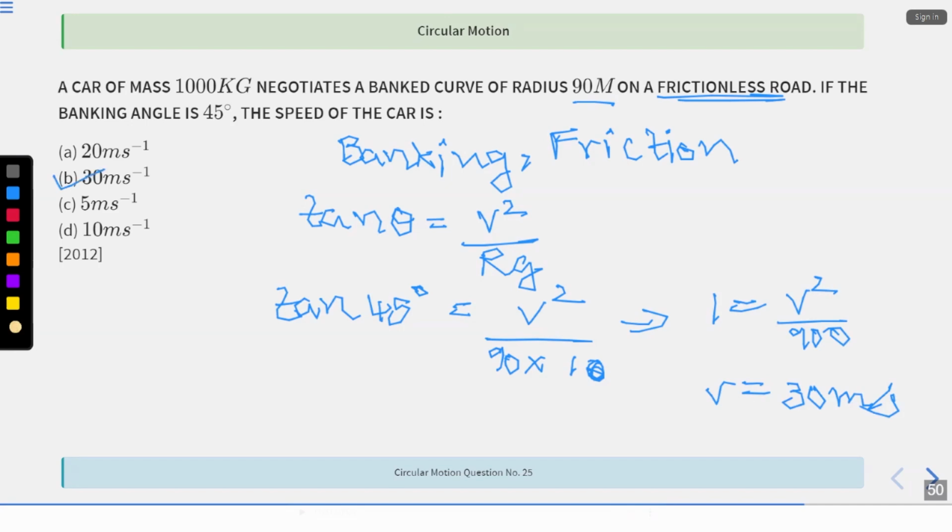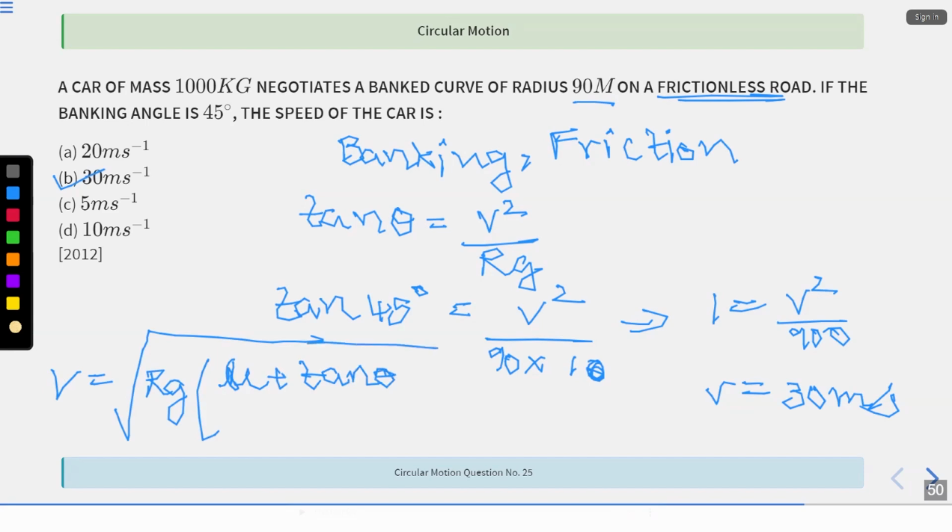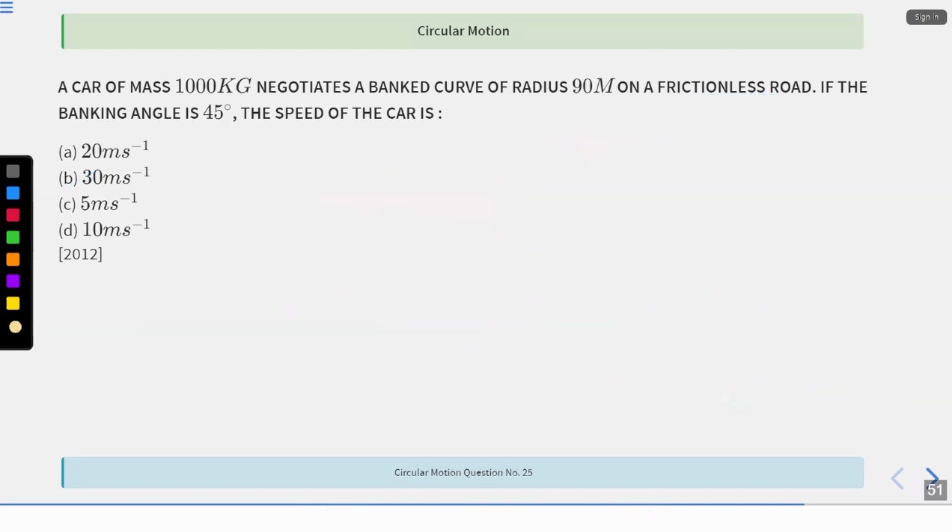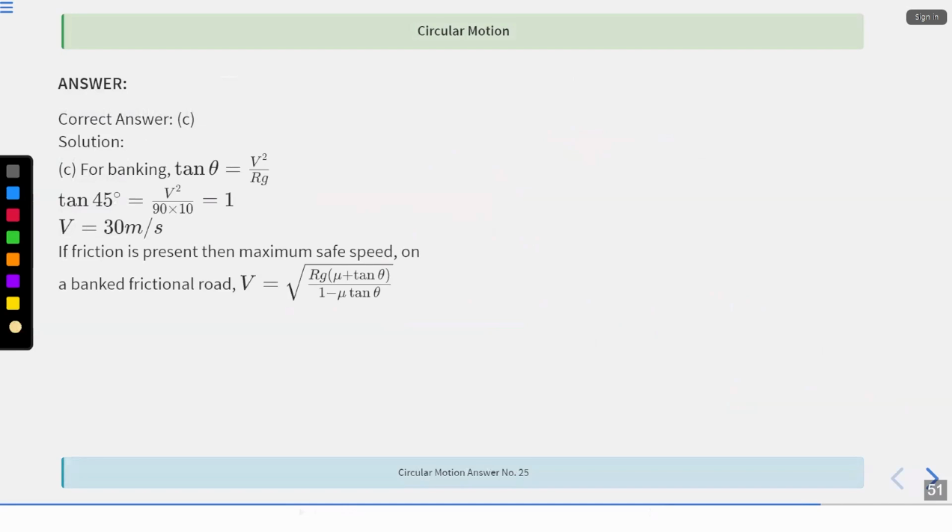But if the friction was present, then it would be the safe velocity that we calculated. It would be v equals root of rg into mu plus tan theta by 1 minus mu tan theta. So this should be the formula if they give that there is friction that exists. Okay, moving on to the next question.